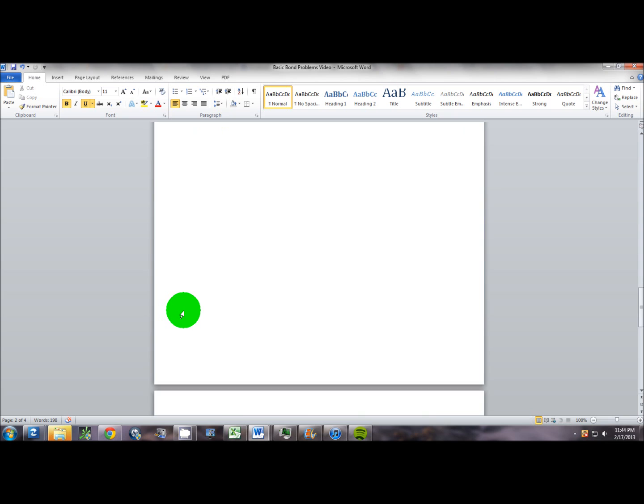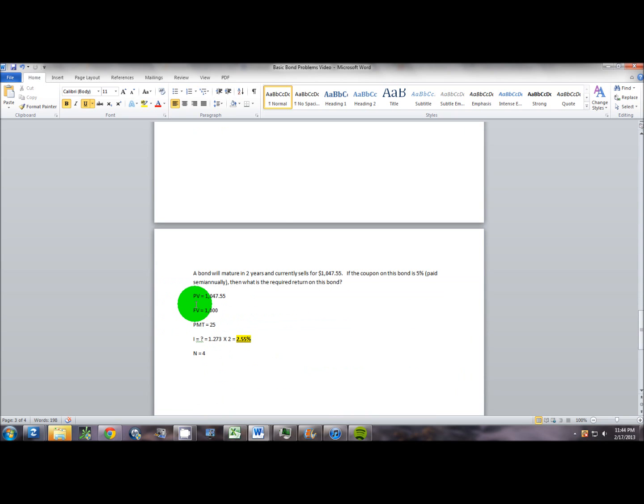So let's take a look at this. Final one is I set up a situation where I said, all right, we have a bond that matures in 2 years and currently sells for $1047.55. I wouldn't put that information in yet because we have to see how often the coupon is paid. But this right here tells you the bond's price. So that goes in right there. And then obviously, again, my future value always defaults to 1,000. The coupon on this bond is 5%, but it's paid semi-annually. So right away, you say, all right, that's 5%, that's 50 per year, so it's got to be 25 every 6 months.